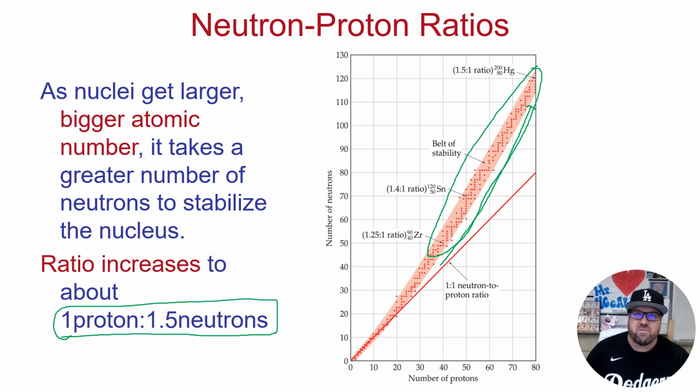So if you have a number like 80, right? If you have 80 protons, you're going to need about 120 neutrons to settle down the 80 protons. So you'd add an extra 50% of 80, which is 40. So 120 neutrons would be a pretty good estimate that would make an atomic number of 80 stable.